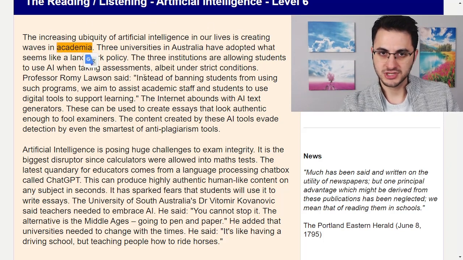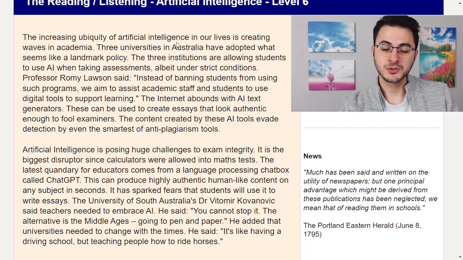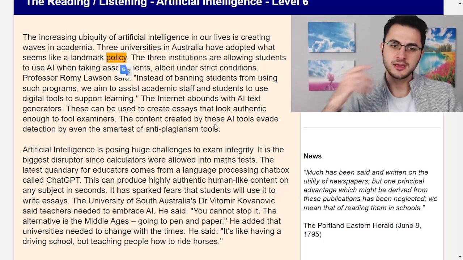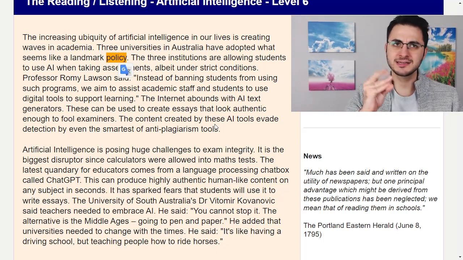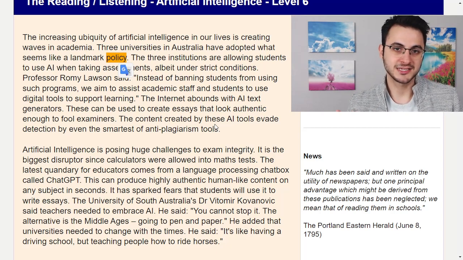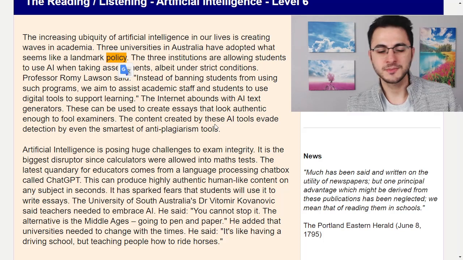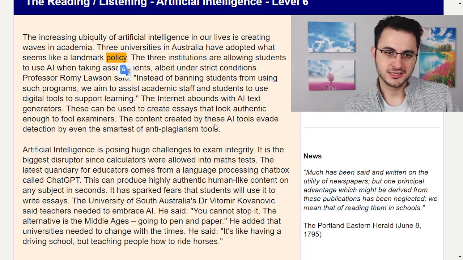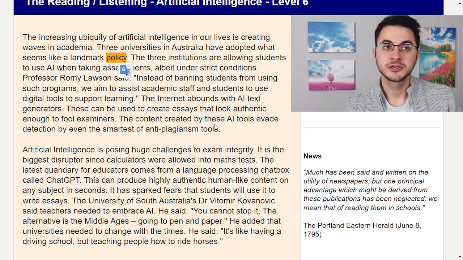Academia means in universities. 3 universities in Australia have adopted what seems like a landmark policy. So they have adopted a policy. Adopting a policy is a phrase, right? Policy is a word similar to strategy. You can understand it like that. And adopt a strategy is also a phrase. Adopt a strategy, adopt a policy, adopt an approach.